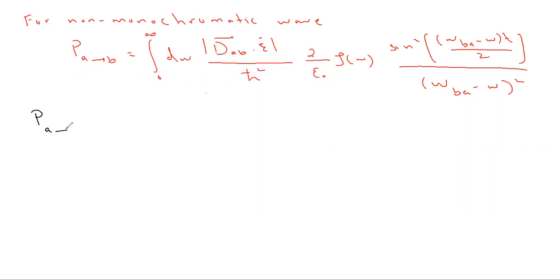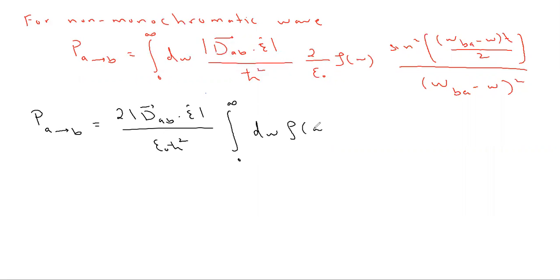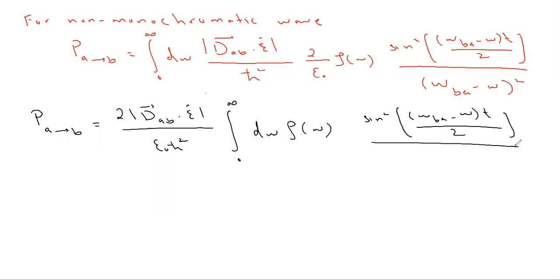So this is b from a to b. Let's take all the constants out of the integration. So 2 dab over epsilon naught h bar square, 0 to infinity d omega, rho of omega, and sin omega ba minus omega t over omega ba minus omega square.